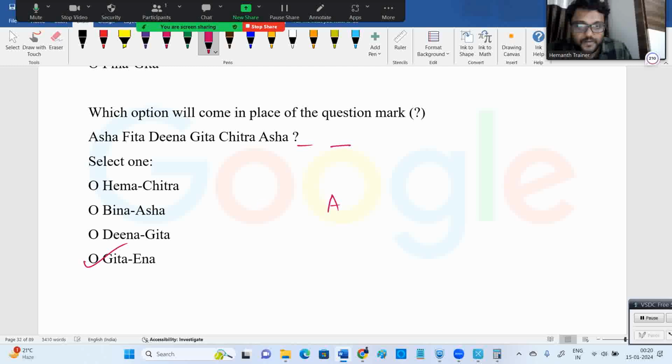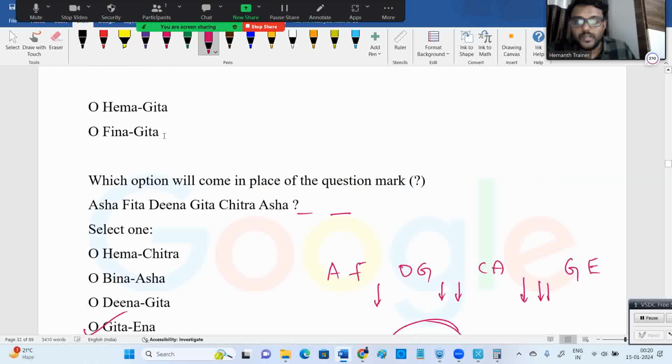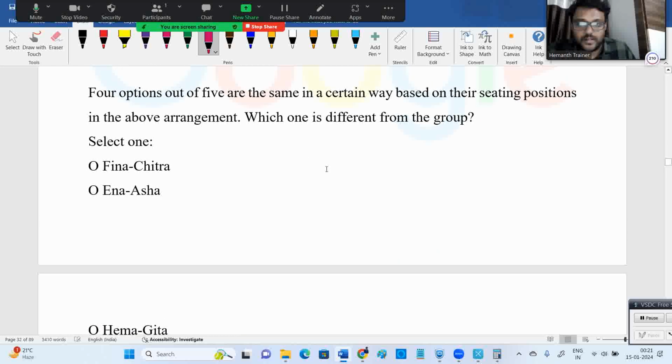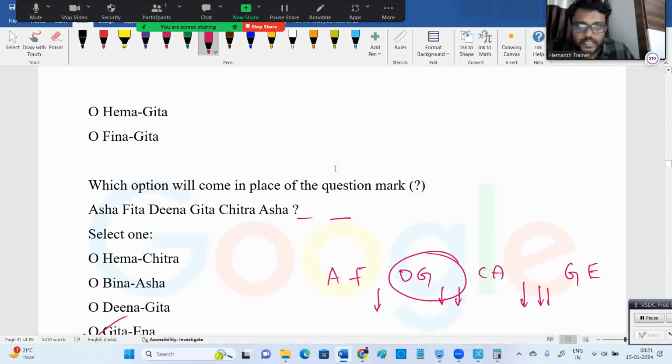So AF, after that one removed. DG, after that two removed. CA, after that three removed. Then this should be GE. Going counterclockwise or anti-clockwise. Whereas this one, which is different. Feena, Chitra, I think here we can find. Feena, Geeta, two people are between.